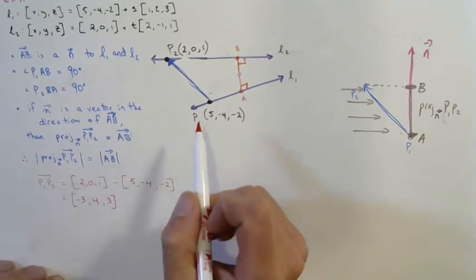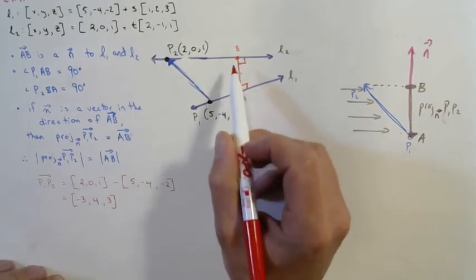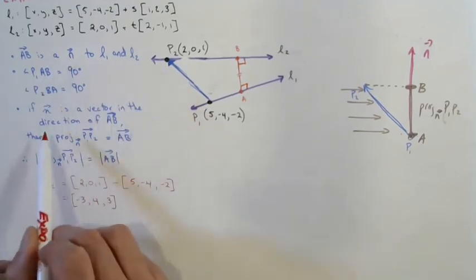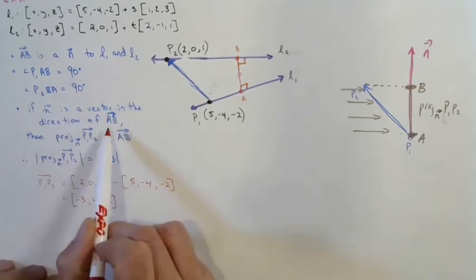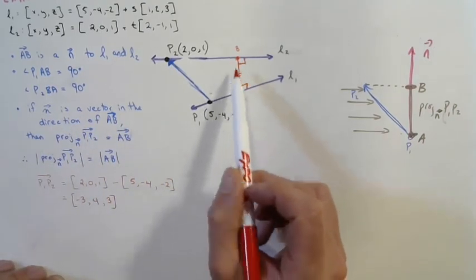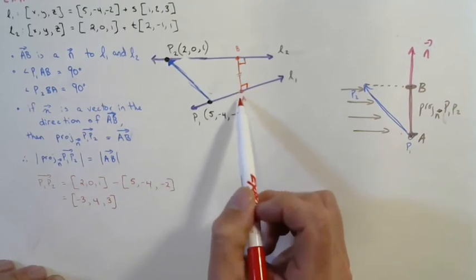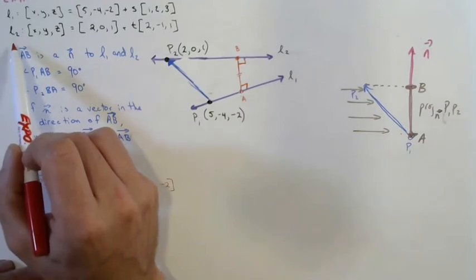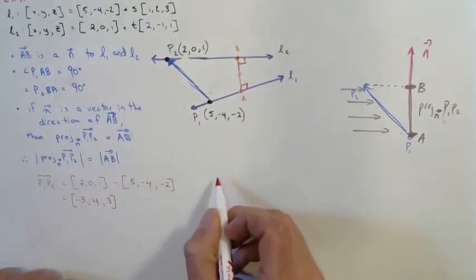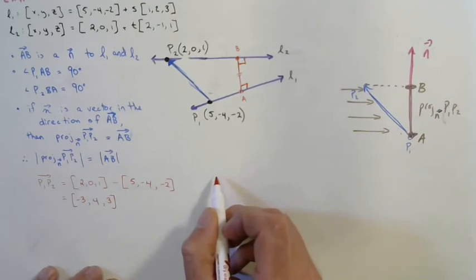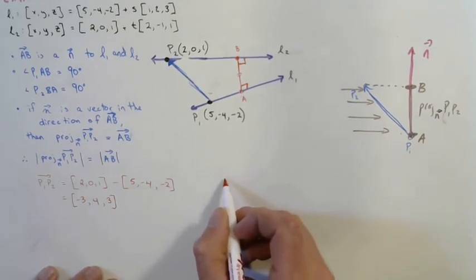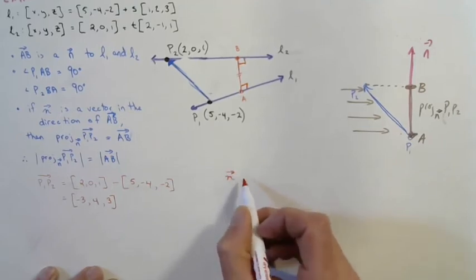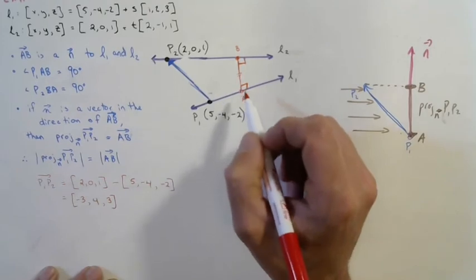Okay, and so far we've been referencing the direction that AB is going in. So AB is a normal to L1, L2. The normal is a vector in the direction of AB. So I actually need to find out what direction this is going in. One thing I do know is that it is going to be normal to both L1 and L2. It's going to be perpendicular to both L1 and L2, and there's only one way of finding that out.